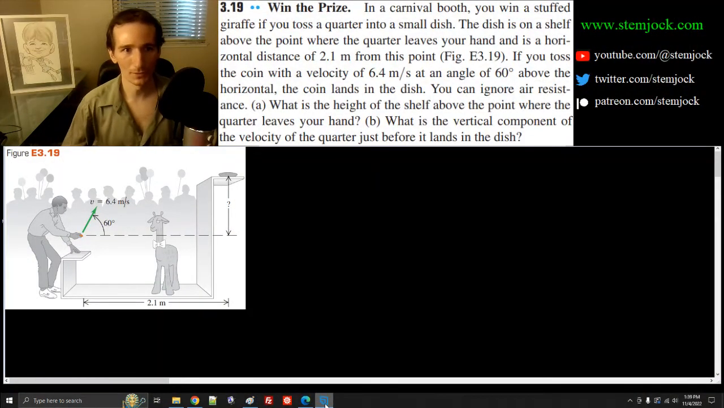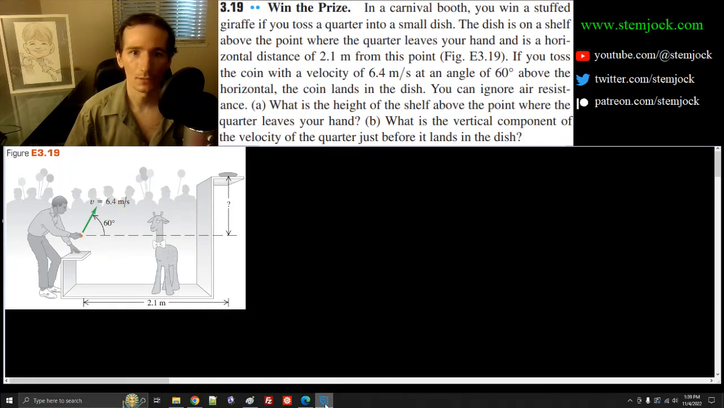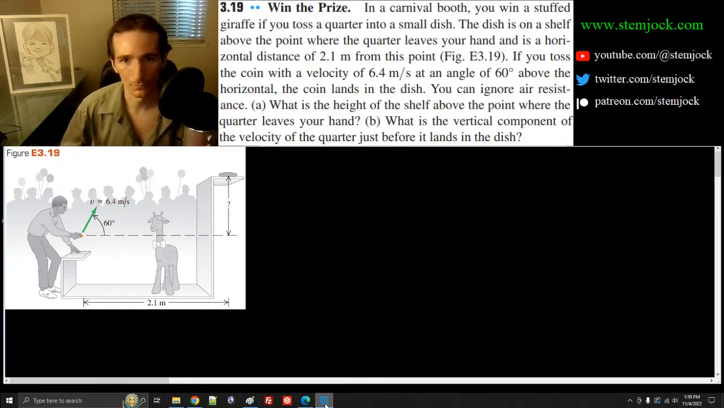Alright, so win the prize. In a carnival booth, you win a stuffed giraffe if you toss a quarter into a small dish. The dish is on a shelf above the point where the quarter leaves your hand and is a horizontal distance of 2.1 meters from this point. Figure E319.